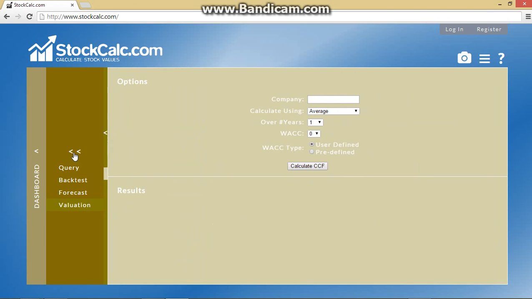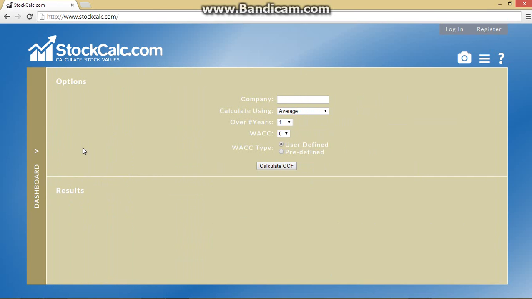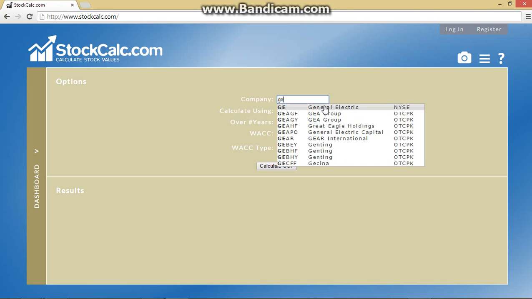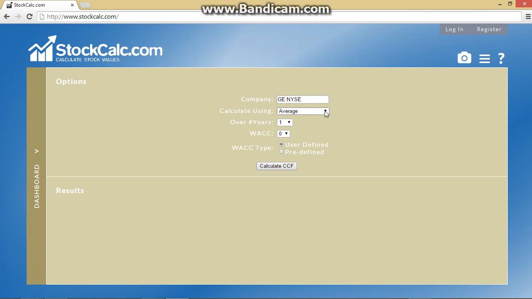We can minimize the menus by clicking on the triple and double arrows. In this example, we will do General Electric. We can calculate using an average or a weighted average over the number of years that we choose. We will try a weighted average, which gives more weight to the more current years, and we will calculate over a 10-year period. So what we're doing is using the last 10 years of financial data to calculate the value per share for General Electric.